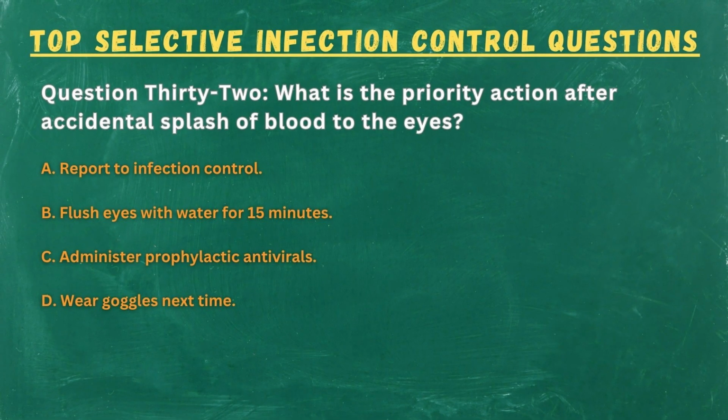Question 32. What is the priority action after accidental splash of blood to the eyes? A. Report to infection control. B. Flush eyes with water for 15 minutes. C. Administer prophylactic antivirals. D. Wear goggles next time. Answer: B. Flush eyes with water for 15 minutes.